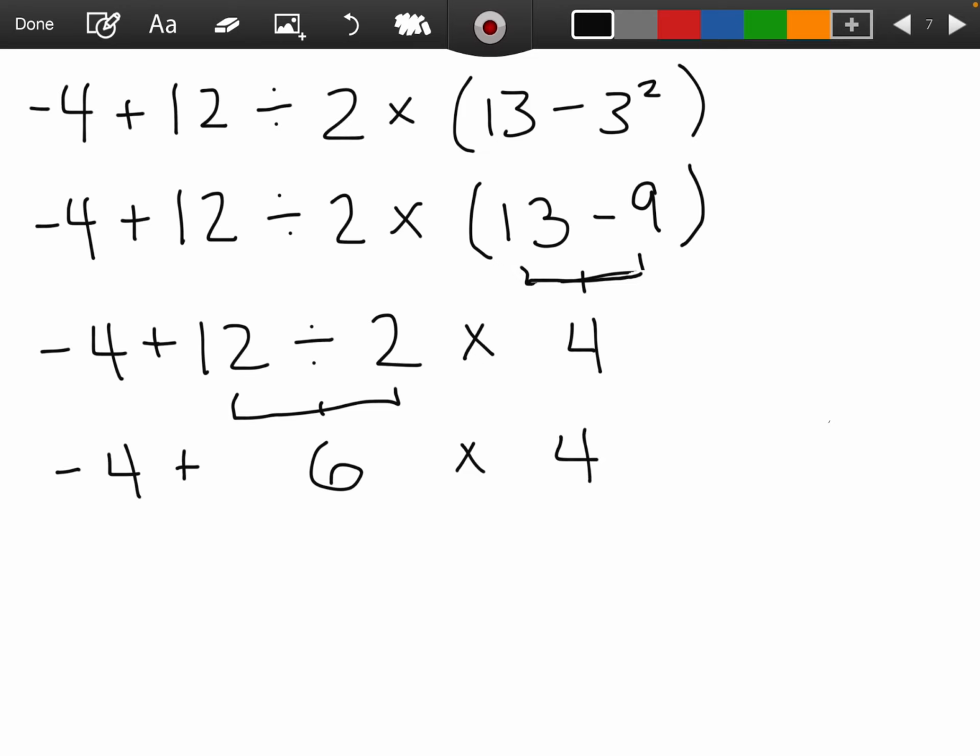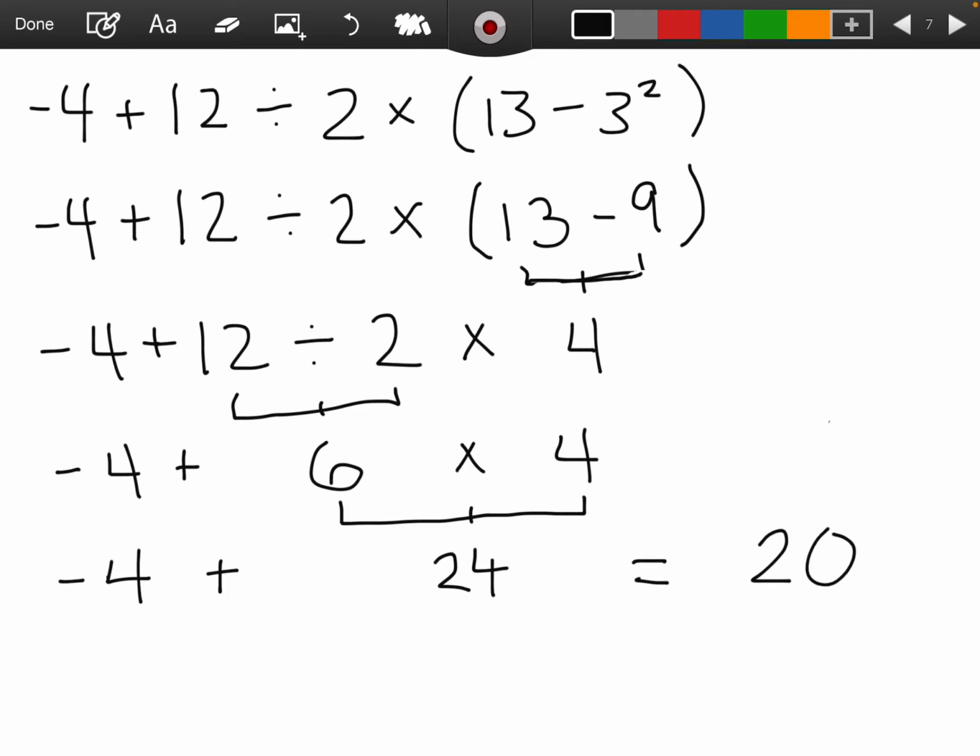Now we have negative 4 plus 6 times 4. Are we done with multiplication and division? Nope. We have one multiplication here. 6 times 4 is 24. Bring down the rest. And we're left with negative 4 plus 24, which equals positive 20. Final answer.